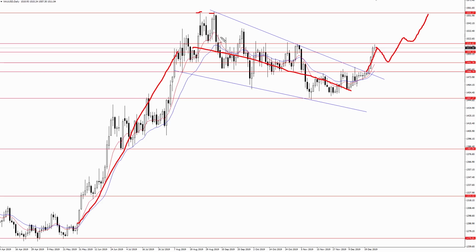Just keep in mind that we could see a pullback, which would be healthy considering this recent rally that we saw last week.